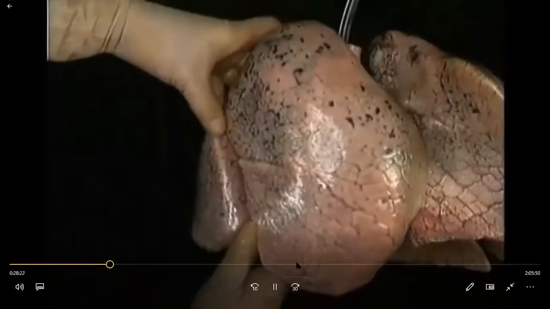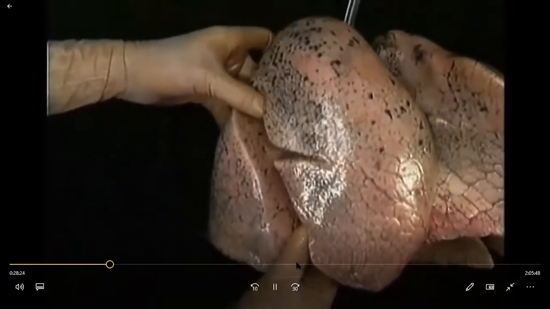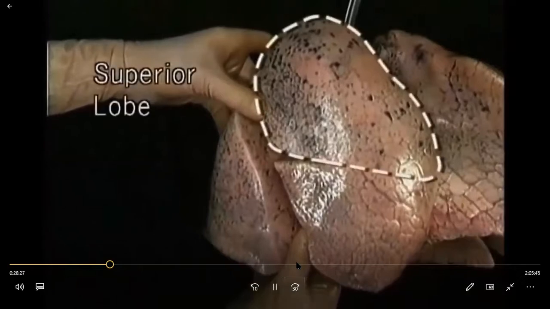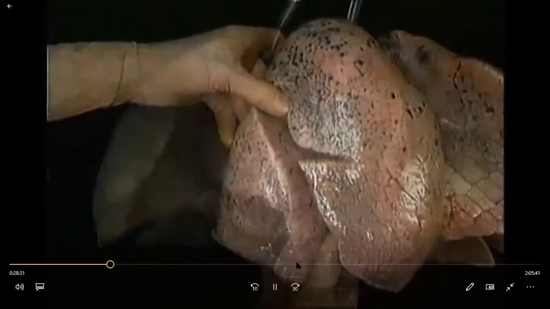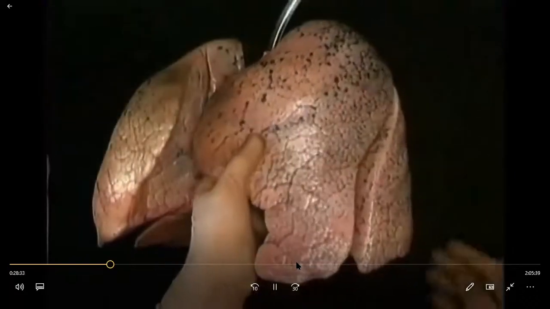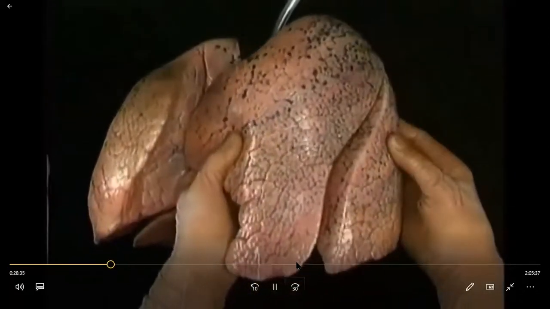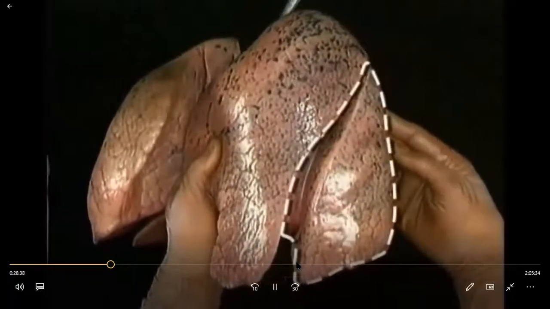Each lung is divided by deep fissures into lobes. The right lung has a superior lobe, a middle lobe, and an inferior lobe. The left lung has only a superior and an inferior lobe.